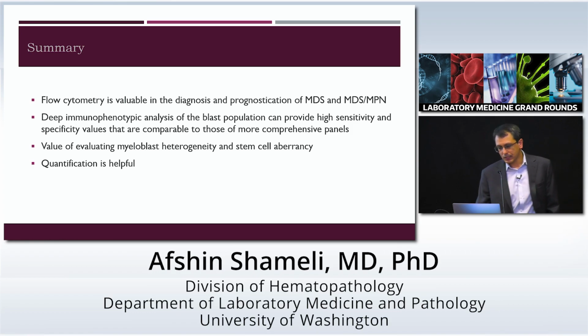So to summarize, we found that flow cytometry is valuable in diagnosis and prognostication of MDS and MDS-MPN, and deep immunophenotypic analysis of the blast population can provide high sensitivity and specificity values that are comparable to those of more comprehensive panels. And we showed that there is a value in evaluating myeloblast heterogeneity and stem cell aberrancy. And in fact, quantification is very helpful in this regard.